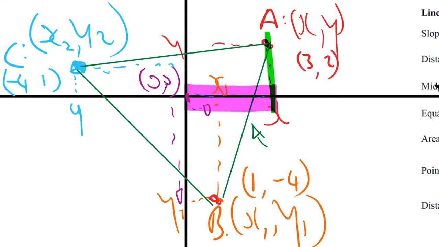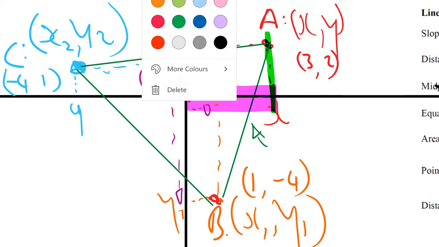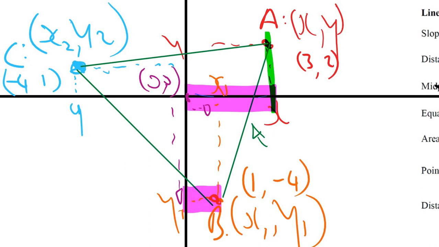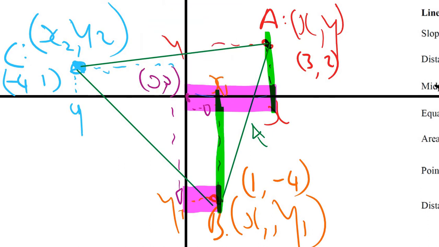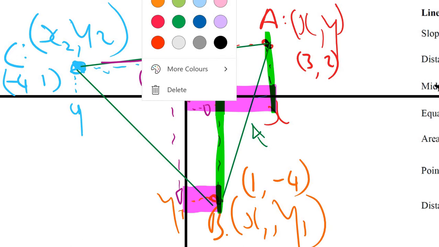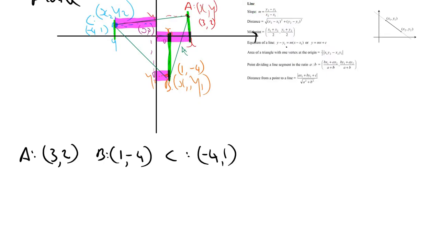Then here my x-coordinate is 1, and my y-coordinate is down by 4, so my y-coordinate is down here. And for this one, my x-coordinate going across is -4, and my y-coordinate is 1. So if I wanted to work out, let's say, the slope of the line between A and B, I would just use that formula there.